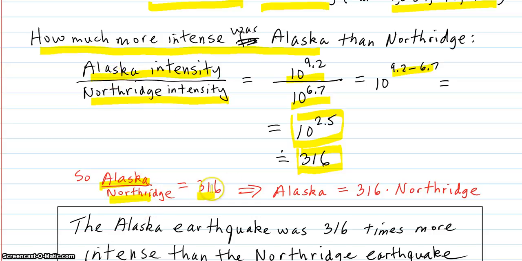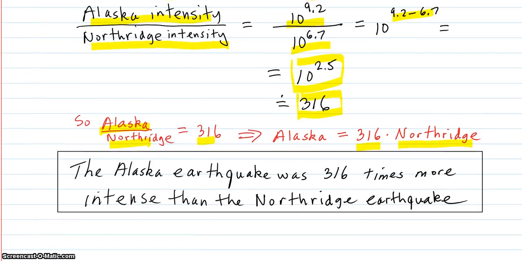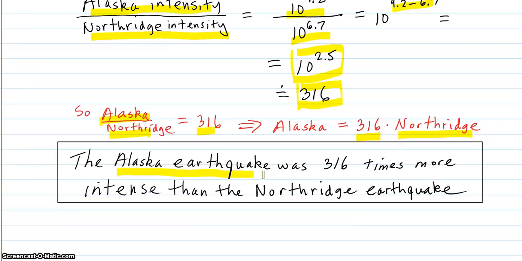If you multiply by Northridge, Alaska equals 316 times Northridge. That's why we divided it in the first place. That means that the Alaska earthquake was 316 times more intense than the Northridge earthquake. When you think about it, that's really intense. The Northridge earthquake caused a lot of damage all around the Northridge area and beyond. And the Alaska earthquake in 1964 was 316 times more intense.